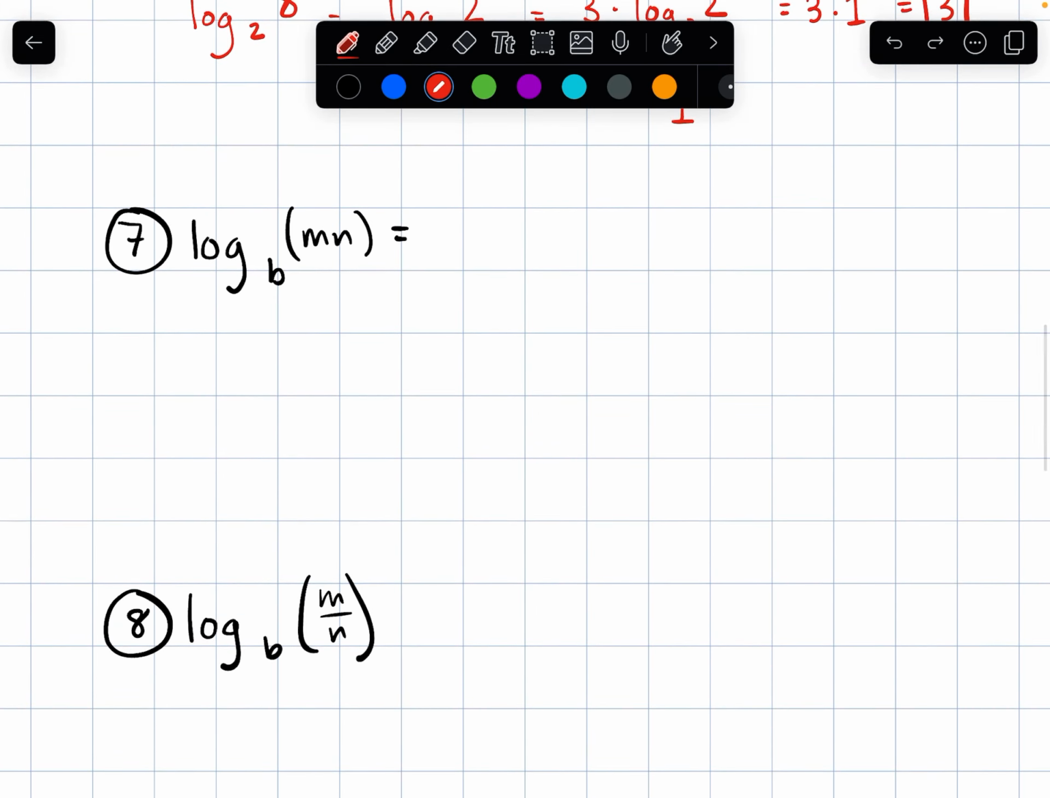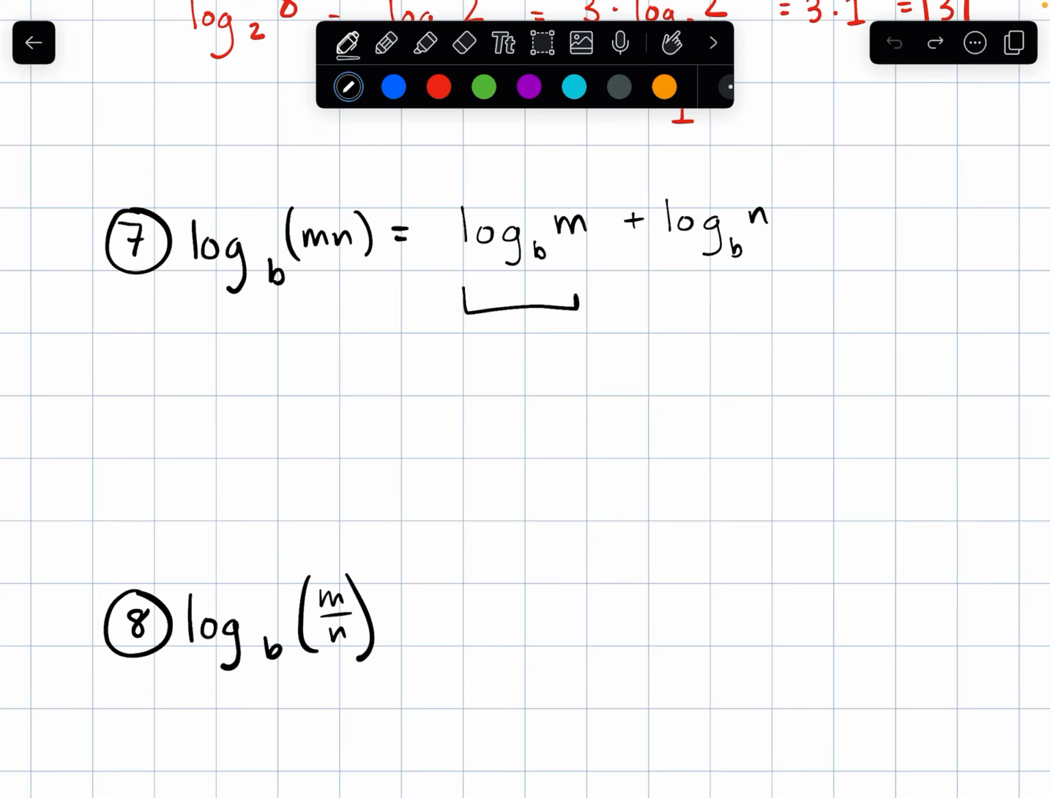All right, property number 7, this is one of the last two here. If I have log base b of m times n, the rule here is that this is the same thing as log base b of m plus log base b of n. Again, we'll talk more in class about why this rule is true, but this is the rule for now, just to give you a heads up. So whenever you have two values that are multiplied together, or you have a product here, you can split that up into two separate logarithms with addition in between them.